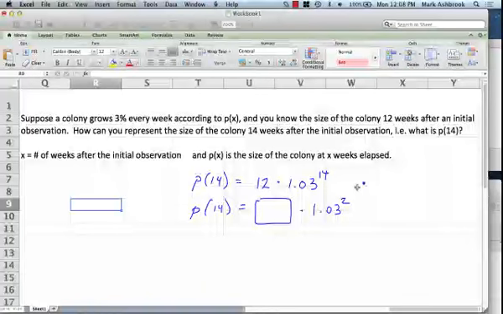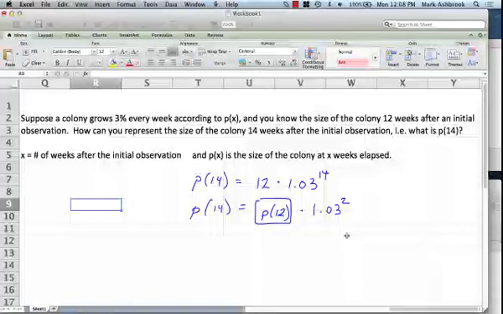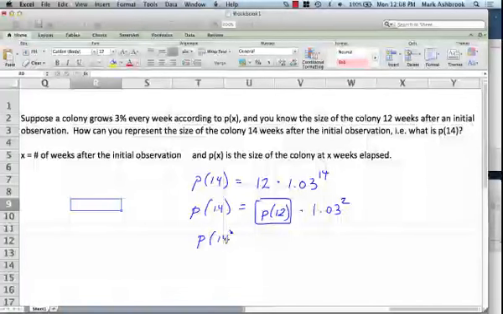Now we'll hear from Angelica. Isn't it P of 12? Yeah, P of 12, right? How about this? The last of you had your hands up. Instead of the 1.03 to the second power, you want the power of 8. P12 times 1.03 to the 8.